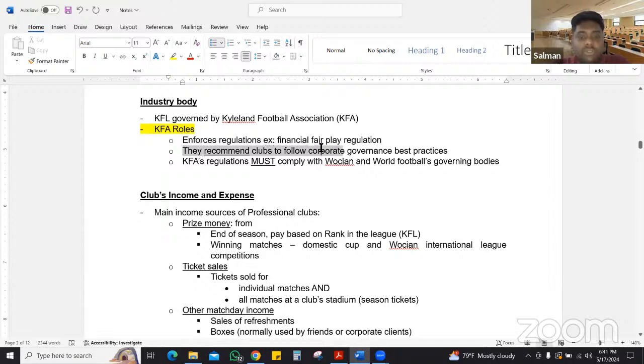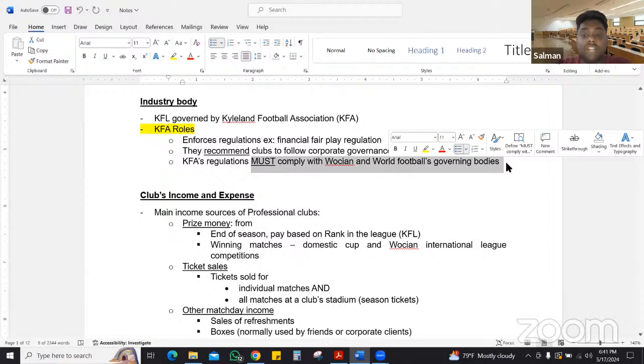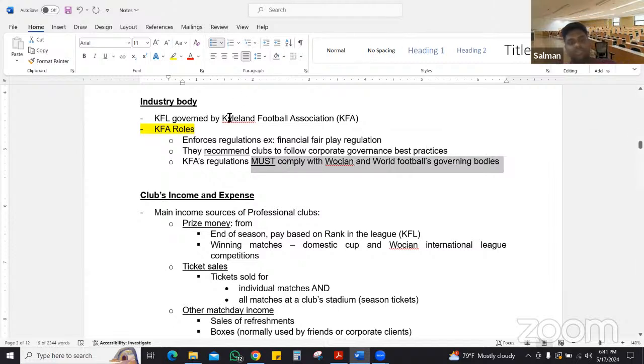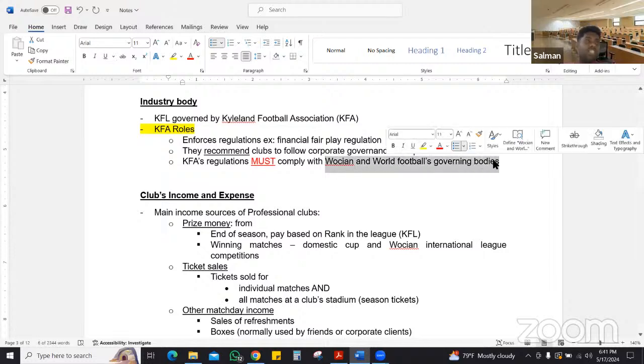They also recommend clubs to follow corporate governance best practices. They recommend clubs with some recommended corporate governance practices. And Kailan Football Association must comply with WOCIAN and World Football's governing bodies. Just because they can monitor and regulate the domestic competition, they can't do whatever they want. They have to ensure that all of the activities are in compliance with the WOCIAN and World Football's governing bodies. If they do something that is contrary, football players, clubs can easily sue the Football Association.